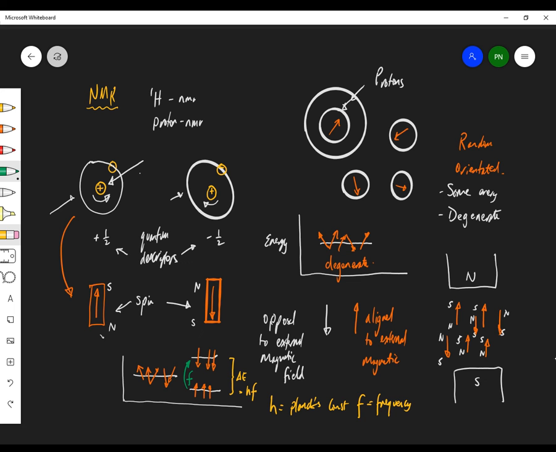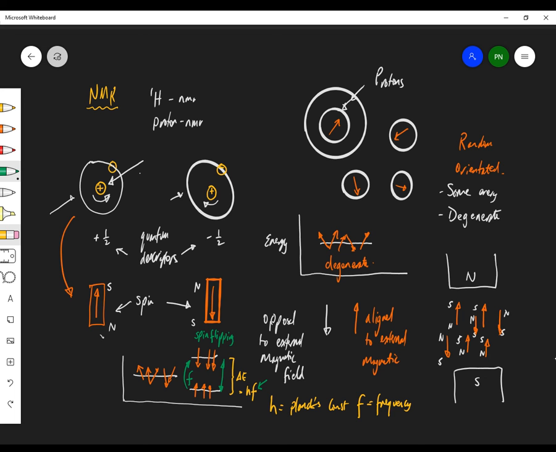This is called spin flipping. You're flipping it from an aligned state to an opposed state. It absorbs radiation and goes into the other state. So how much radiation will it absorb? Well, it depends on what this gap is. If the gap is small, it will have a smaller frequency, and if the gap is bigger, it will have a bigger frequency.